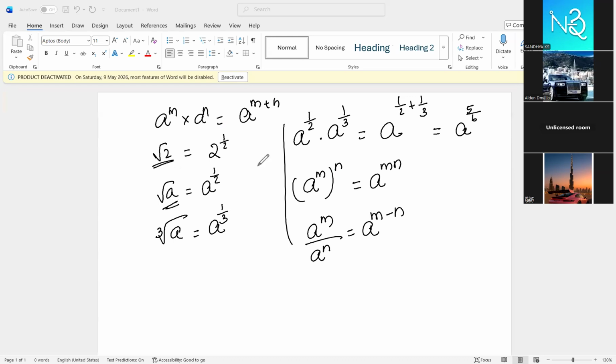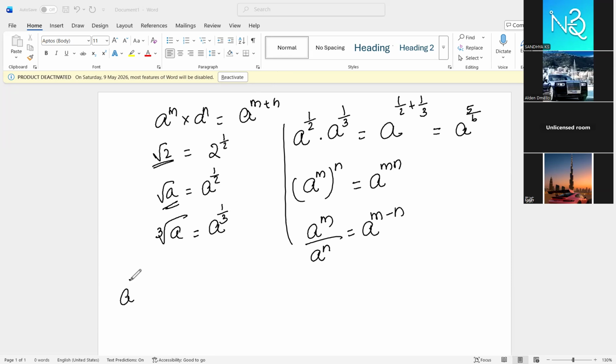That's it. Okay? Topic name? Exponents of irrational numbers. Ma'am, what's the topic's name? There is no particular topic name they have given. You can write it as exponents of irrational numbers.